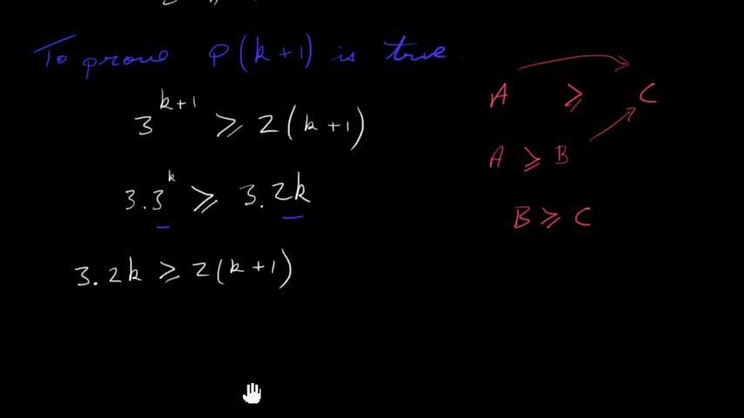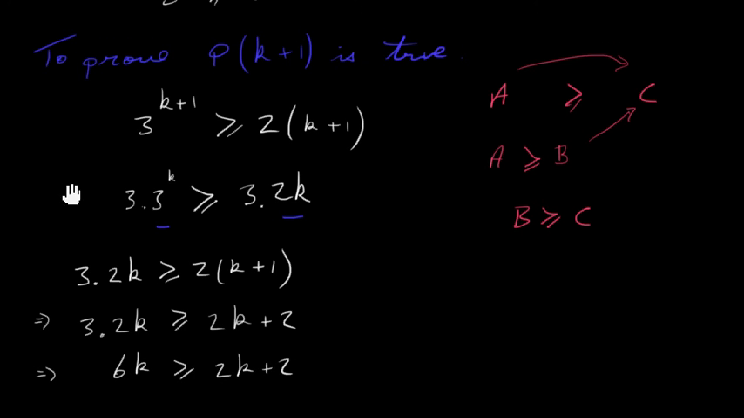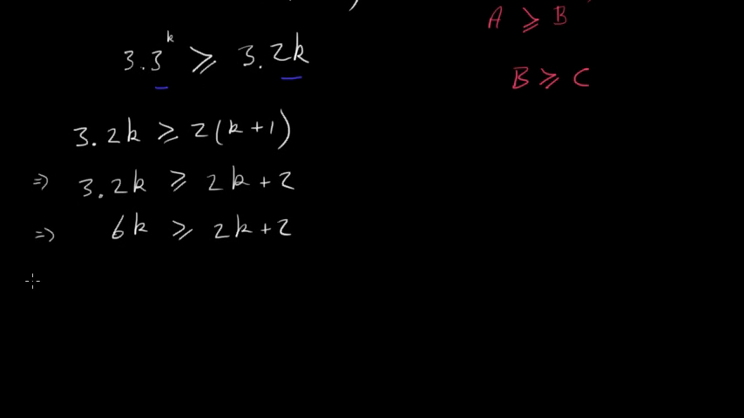So let's do that. Okay, so I've got 3 times 2k here, and on the right hand side I've got 2k plus 2. Here I've got 6k greater than or equal to 2k plus 2. So we just do the algebra here. Let's just keep going. Subtract 2k from both sides, and here you get 4k greater than or equal to 2. Divide both sides by 4, and you get k greater than or equal to 2 over 4, or just k is greater than or equal to a half.